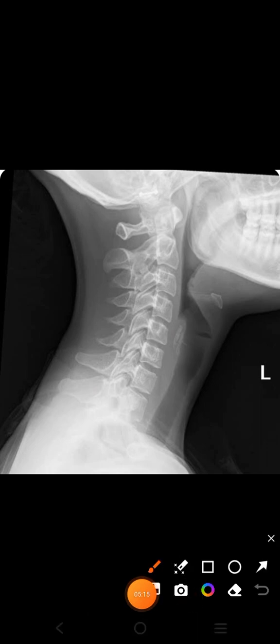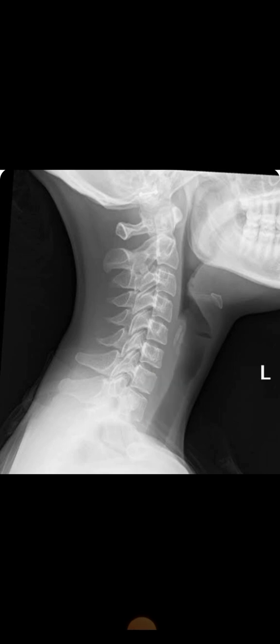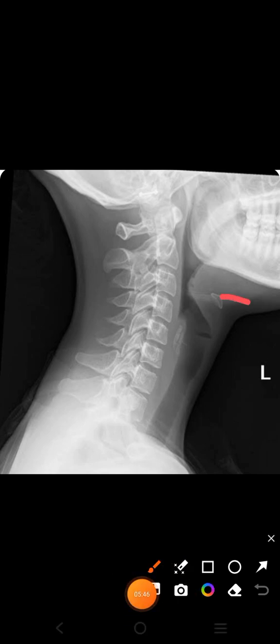In a normal x-ray, the width of this prevertebral shadow is less than the width of the vertebral body. If the width of the prevertebral shadow is increased beyond the width of the vertebral body, then this is a case of retropharyngeal abscess, or you can say there is infection of the retropharyngeal space. In any type of x-ray, like the x-ray lateral view of the neck, you cannot clearly differentiate between the prevertebral space and the retropharyngeal space. Here the hyoid bone is shown.